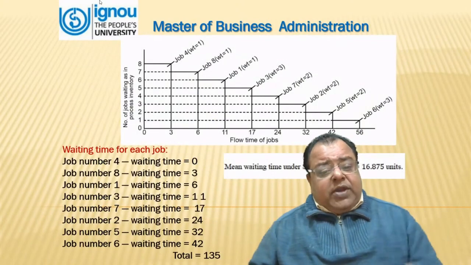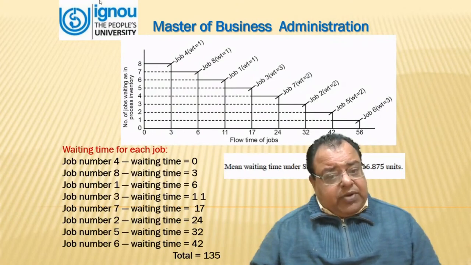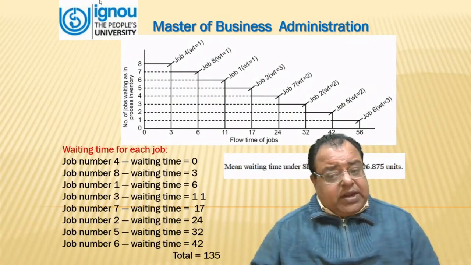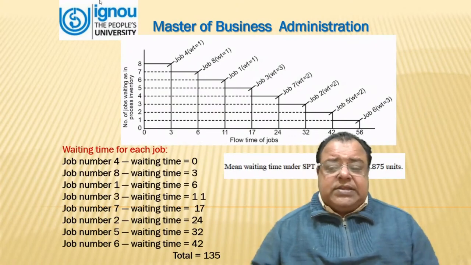The waiting time for each job is calculated. For job 4, it is 0. Job 8, it is 3. Job 1, it is 6. Job 3, it is 11. The total sum comes out to be 135. And the mean waiting time as per the SPT rule is 135 divided by 8, which comes out to be 16.87.